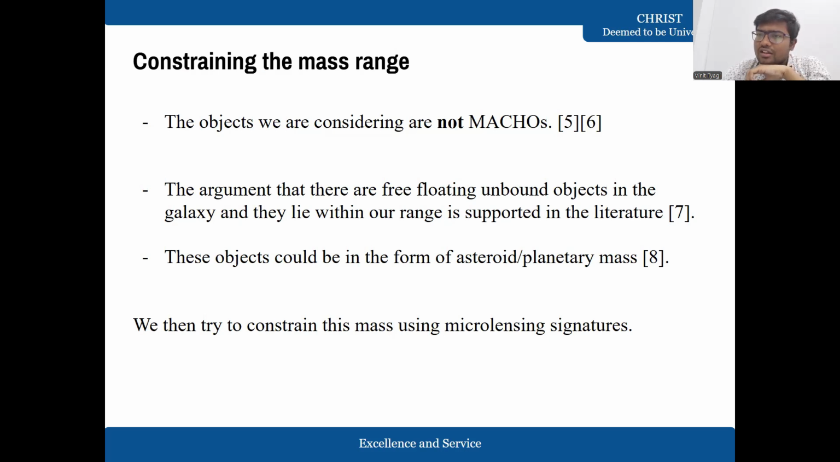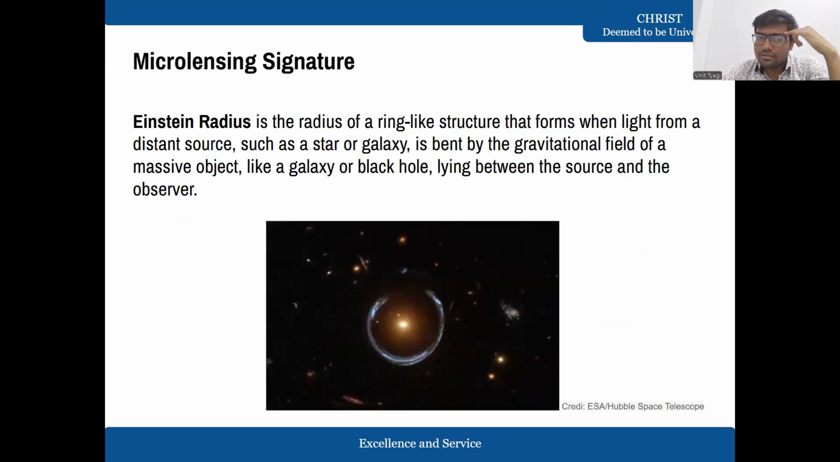The objects that we are considering are dark matter objects. These are not MACHOs, which are massive astrophysical compact halo objects. The reason is that we hypothesize objects which are free floating, and the range is supported by the literature. These objects can be of planetary size and planetary mass, and we try to constrain the mass. The way we constrain the mass is, as I told, using microlensing.